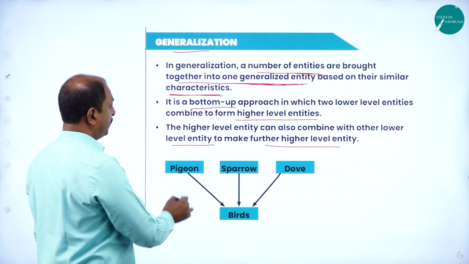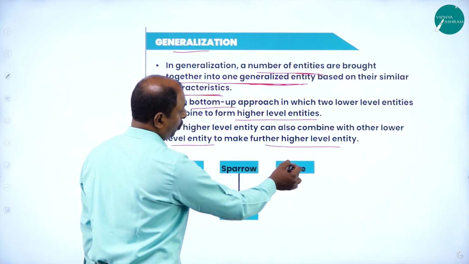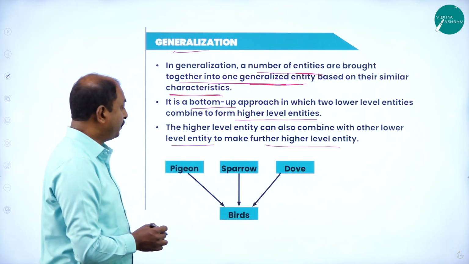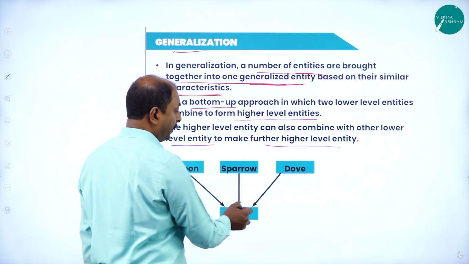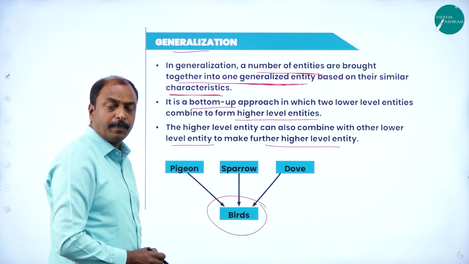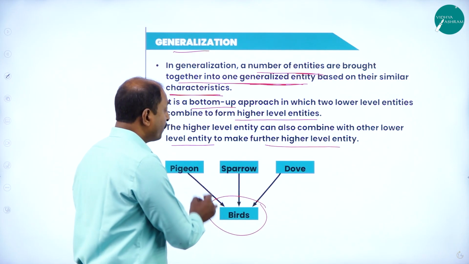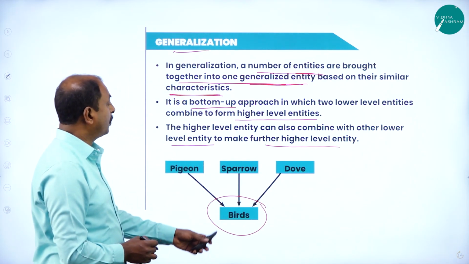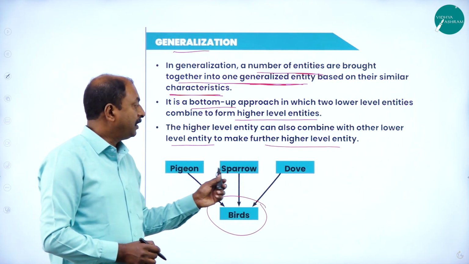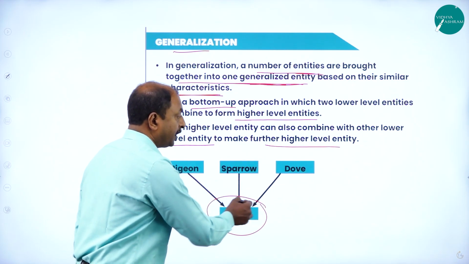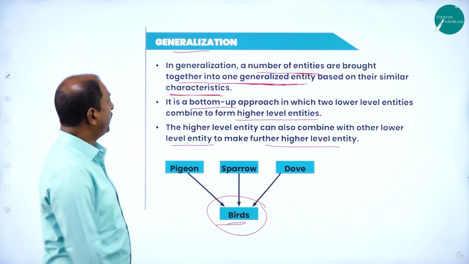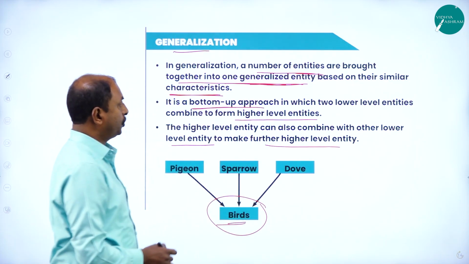Here this is pigeon, sparrow, dove. All three are examples of individual entities. And if you observe this, pigeon, sparrow, dove are all birds, so we can have one entity which combines the characteristics of all three entities. The birds have similar characteristics and are brought together to form one entity. That is generalization, and it is a bottom-up approach.